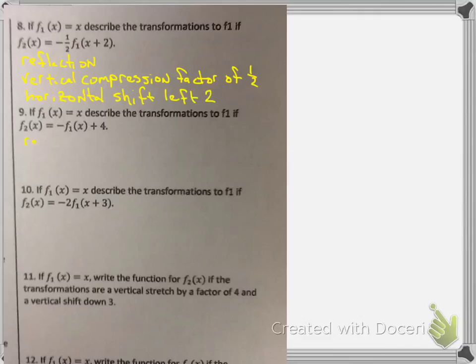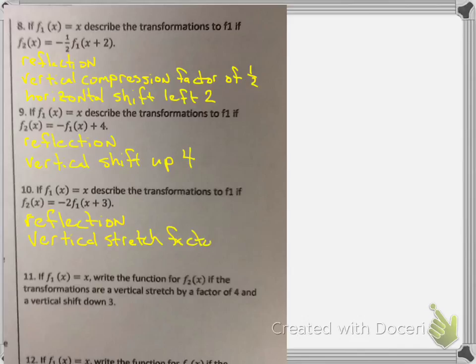Okay, the next one is reflection, again, because of the negative. And then the +4 is on the outside, so that would tell me a vertical shift up 4. Number 10, there's a negative, so that's a reflection. The 2 is a vertical stretch by a factor of 2. And the +3 would tell me I'm doing a horizontal shift to the left 3.